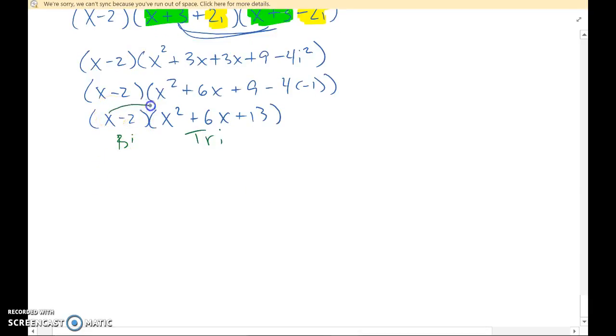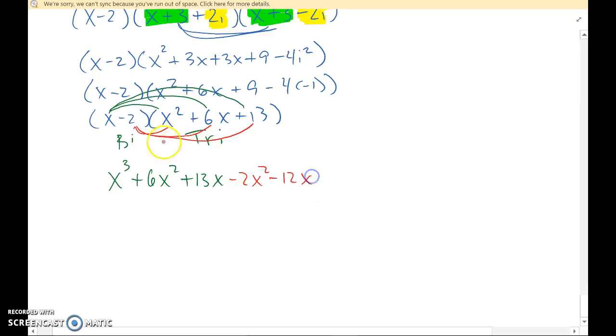So we're going to multiply the x times all the terms in the trinomial. And so we're going to get x cubed plus 6x squared plus 13x. And then we're going to multiply the negative 2 by all the terms in the trinomial. And so we're going to get negative 2x squared minus 12x, and then a negative 26 at the end. And so we want to simplify this. We want to put our terms in order of their degree. So we look at their largest exponents. So x cubed will go first.